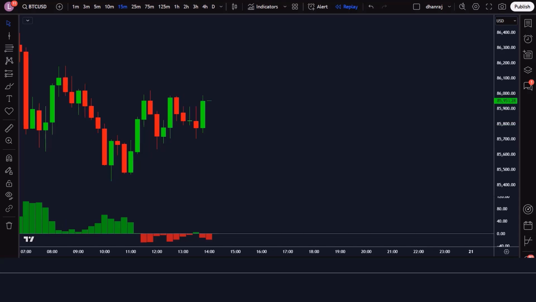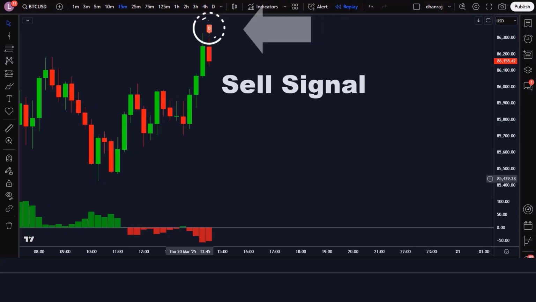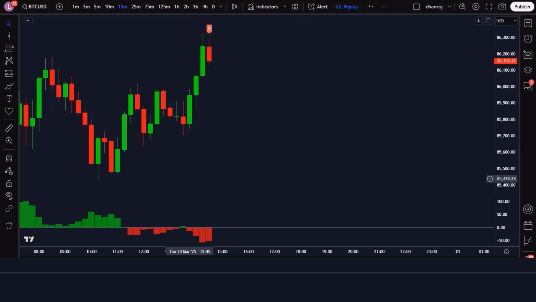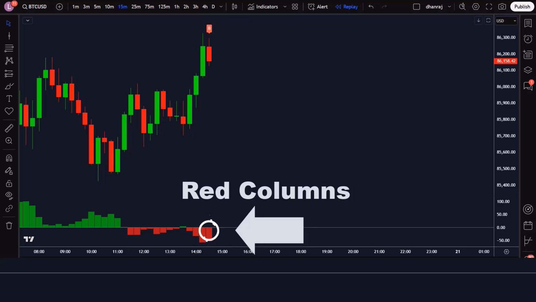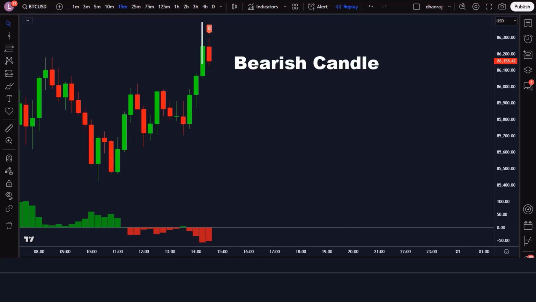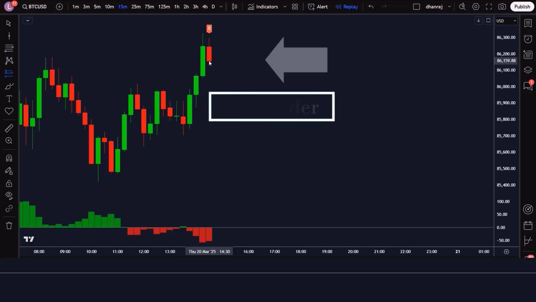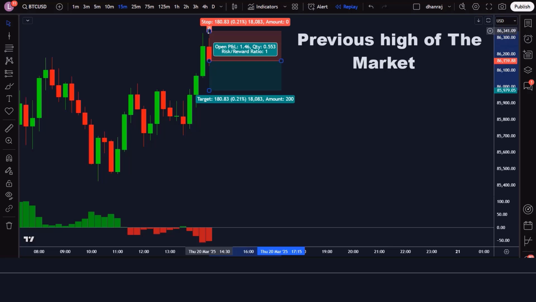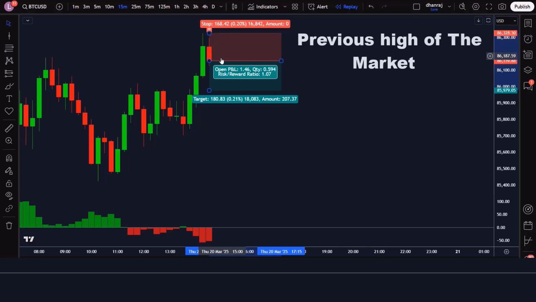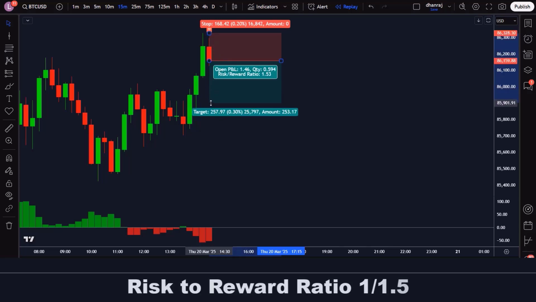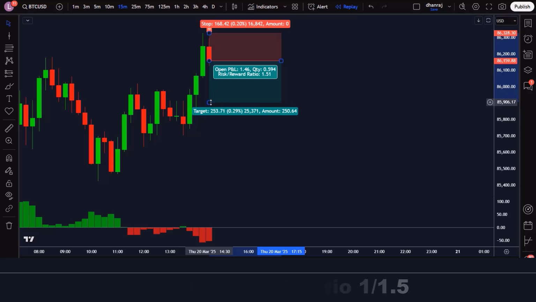Let's see how we use these trading setups. When the Bollinger Bands Deviation indicator gives us a sell signal, when the Absolute Price Oscillator shows red columns, and when the market forms a bearish candle, if these conditions are fulfilled, then we will place a sell order. Our stop loss is to be placed at the previous high of the market. And the risk to reward ratio will be 1:1.5.